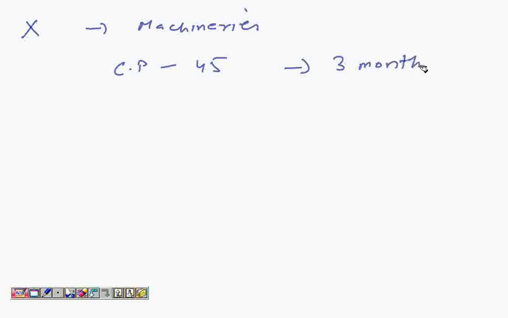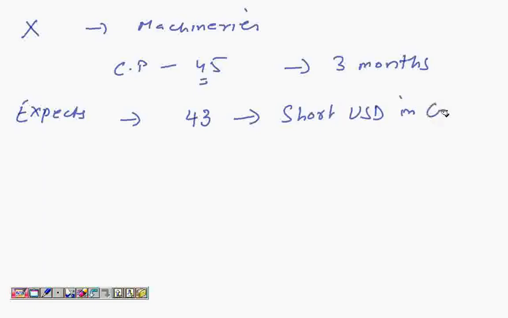Right. So there are two things that can happen. One is that he expects and he wants to hedge against 45. The only possibility is that the market goes down to 43. Right. So what he'll do is he'll go short. Short USD in currency futures market. So this type of hedge we call it a short hedge. This is a short hedge.